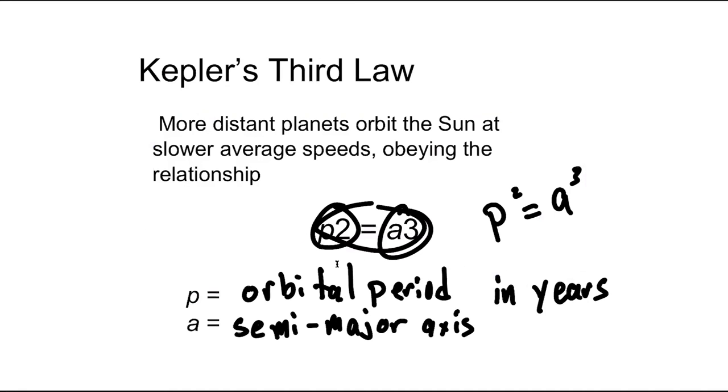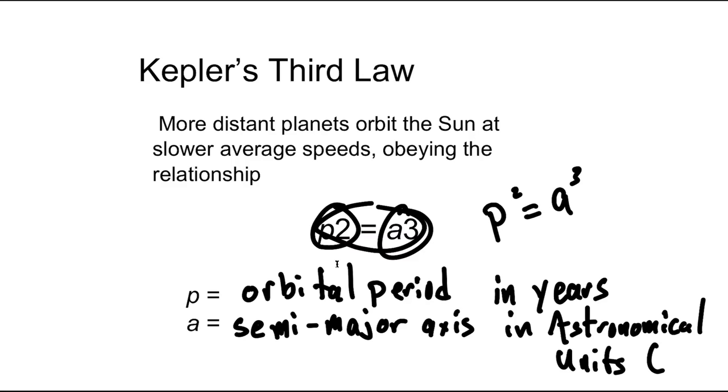Okay, let's go back. So the semi-major axis also has preferred units. And the preferred units for the semi-major axis are kind of weird. Let's write them down: astronomical units. Or if you don't like to write that out or say that very much, which I don't, AU.